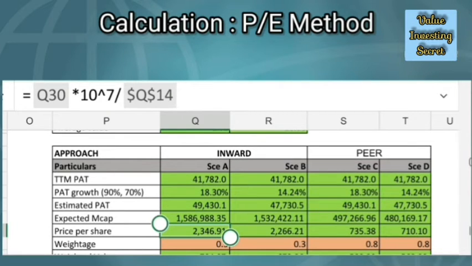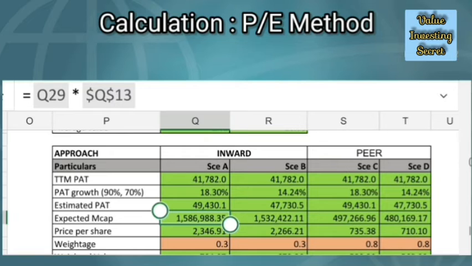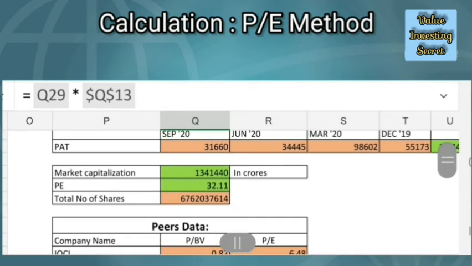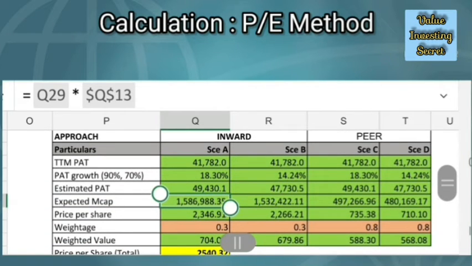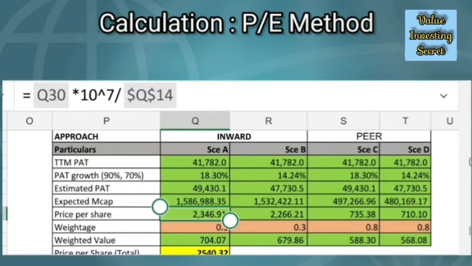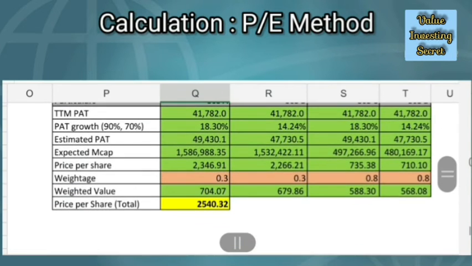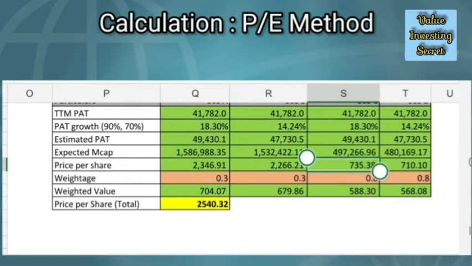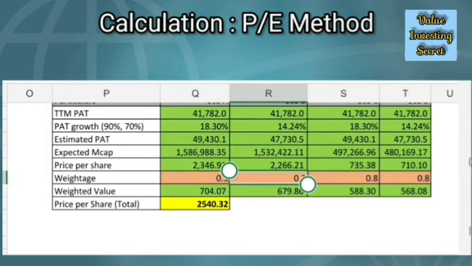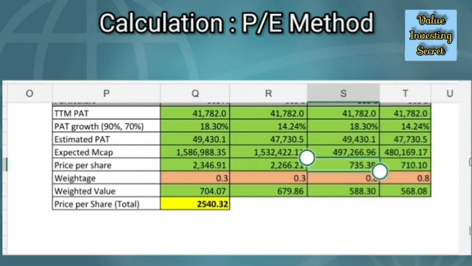Then we can calculate the price per share, that is the expected market cap divided by total market capitalization. So then here we will get the value of price per share in different scenarios. So this is the total number of shares. So we got values for 4 scenarios. Here you can observe that in peers data the value is very less. So I gave the weightage of 0.3 for inward approach and 0.8 for outward approach, so that the peers data is more close to the inward approach.